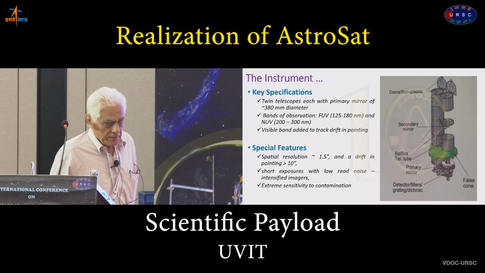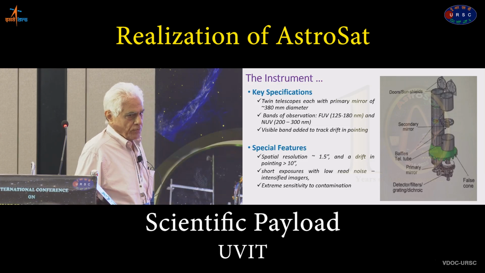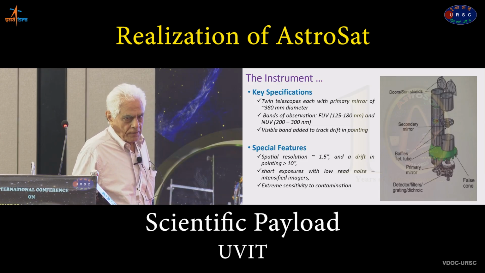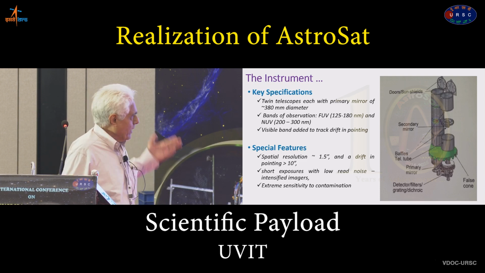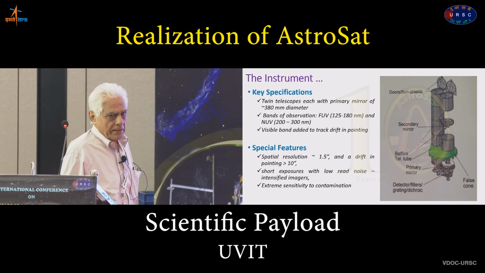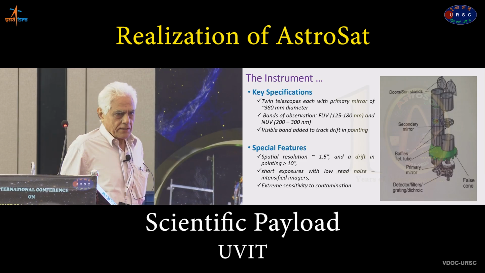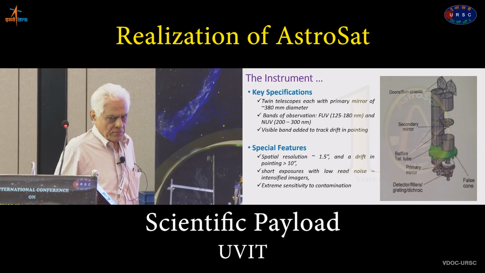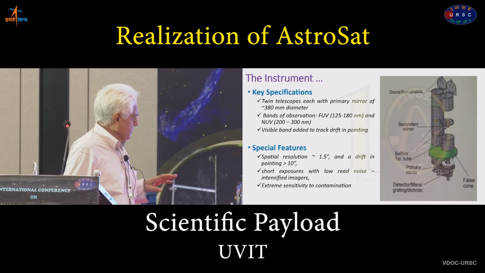So here you see the telescope configuration, the twin telescope, meant to observe in basically two bands: what we call far UV, the shortest wavelength, 125 to 180 nanometer, and the other, near UV, 200 to 300 nanometer. And for tracking drift, we have added a visible detector also, but not for observations.